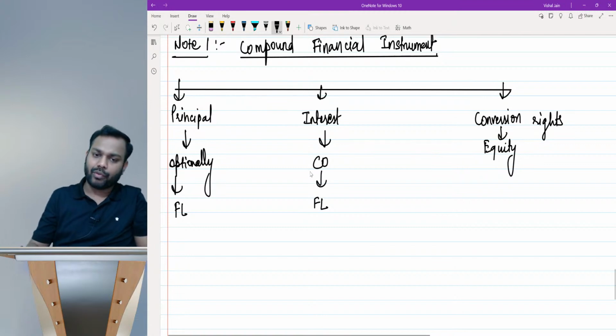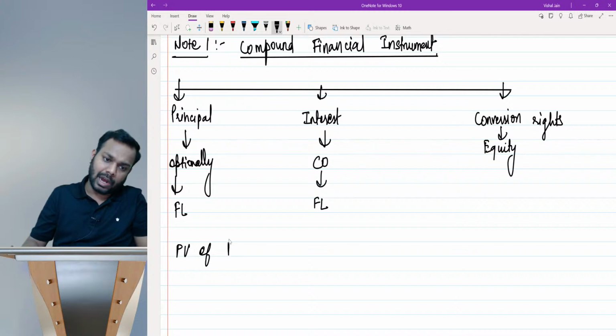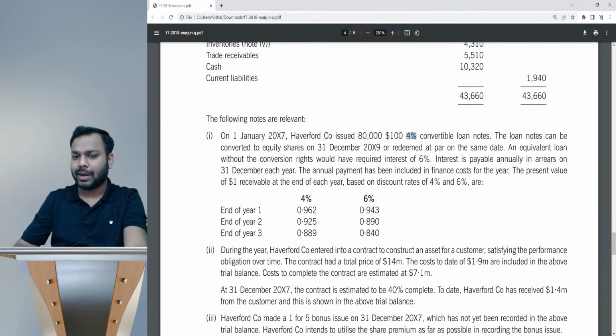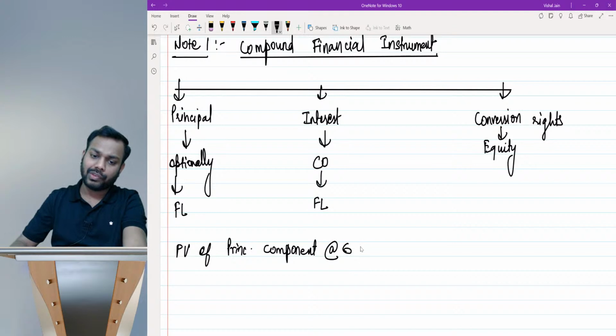Now, we have to calculate the value of the financial liability and the value of equity. So for that, what will we do? We'll calculate the present value of the principal component at what rate? Not at the coupon rate, but at the rate of similar instruments without conversion rights, that is 6%. An equivalent loan without the conversion rights would have required 6%. So we'll calculate the present value at the rate of 6%, right?